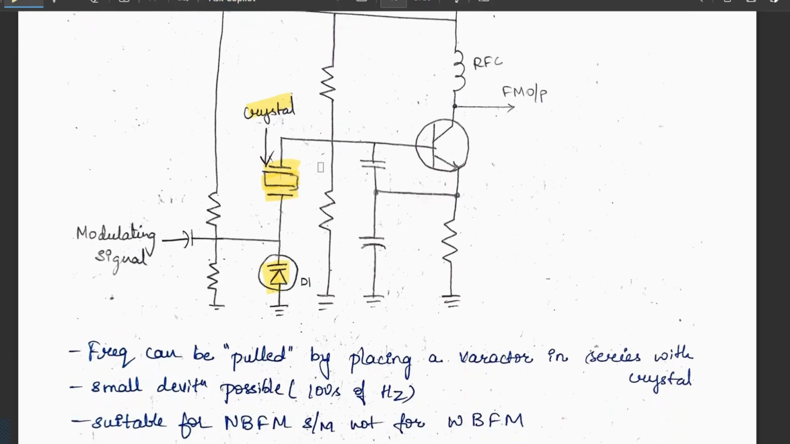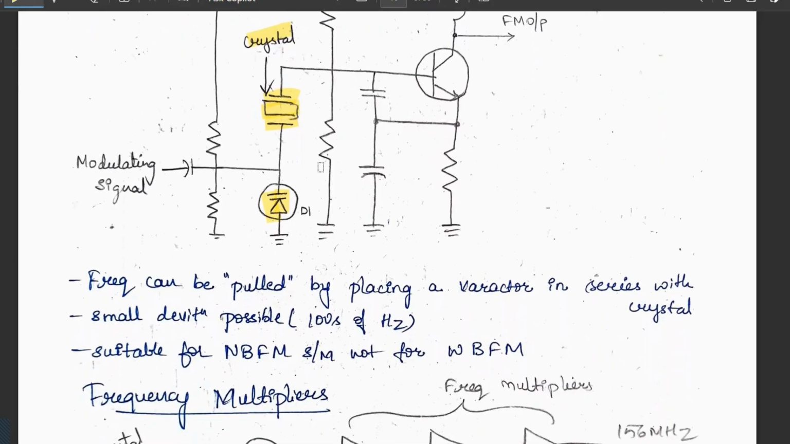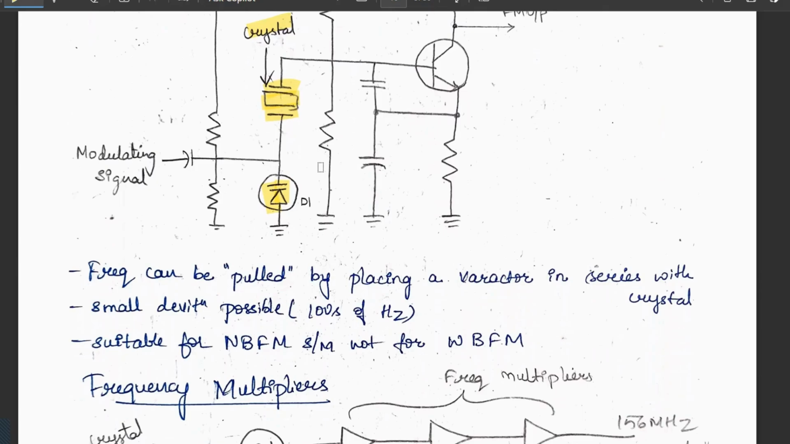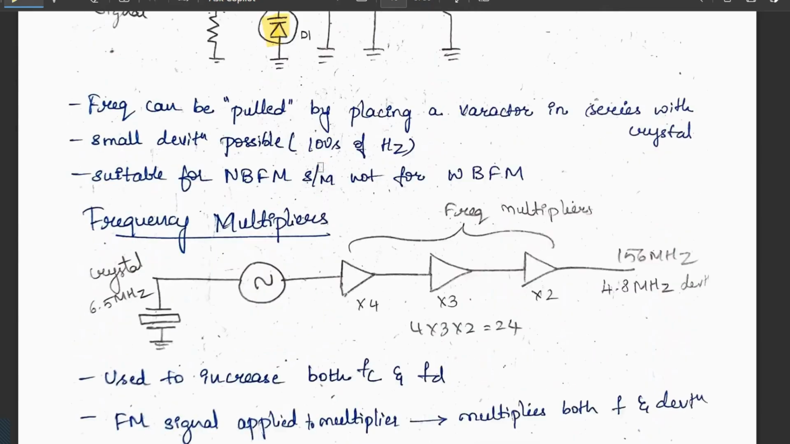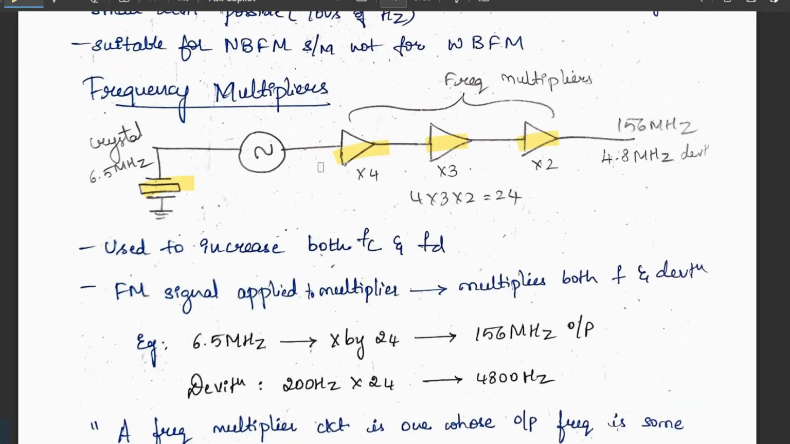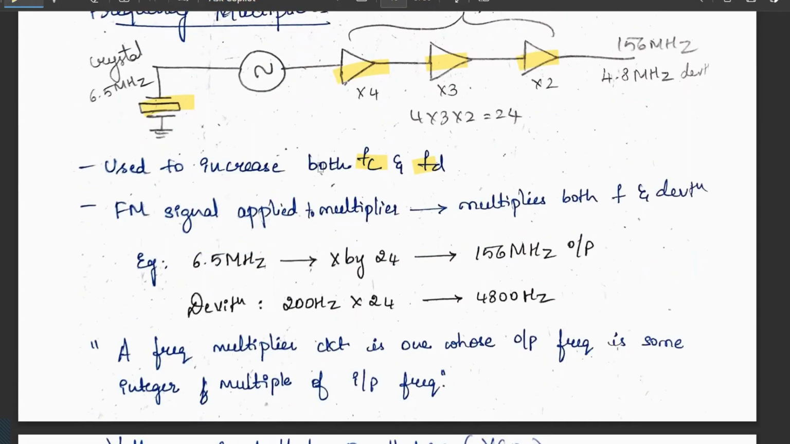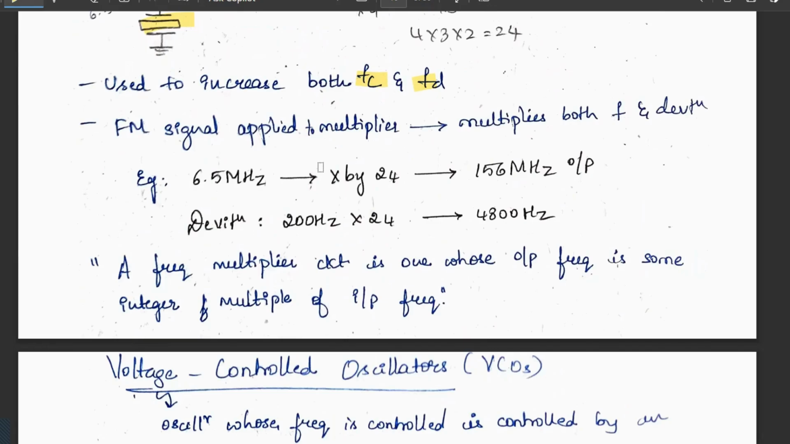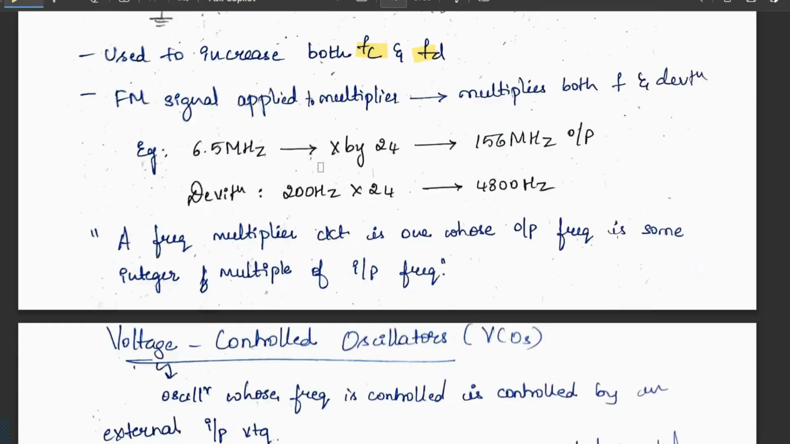Only a small deviation is possible. In this case, it is suitable for an NBFM system, not for WBFM. NBFM means narrow band frequency modulation, and WBFM is wide band frequency modulation. Frequency multipliers: here we have a crystal and various frequency multipliers, hence we get the frequency. This is used to increase the frequency of the carrier and the deviation. The FM signal is applied to the multiplier, which multiplies both the frequency and the deviation. A frequency multiplier circuit is one whose output frequency is an integer multiple of the input frequency.